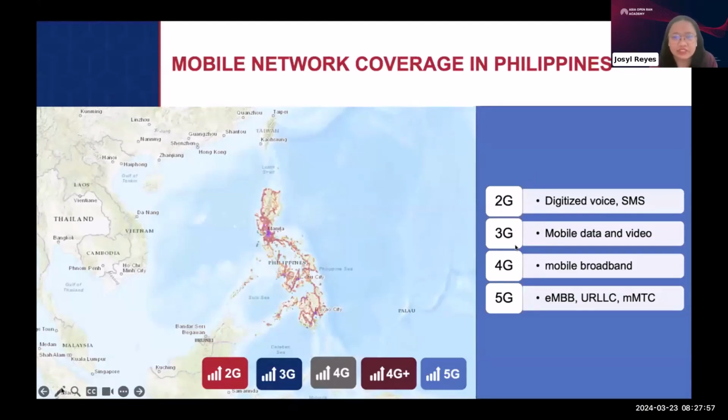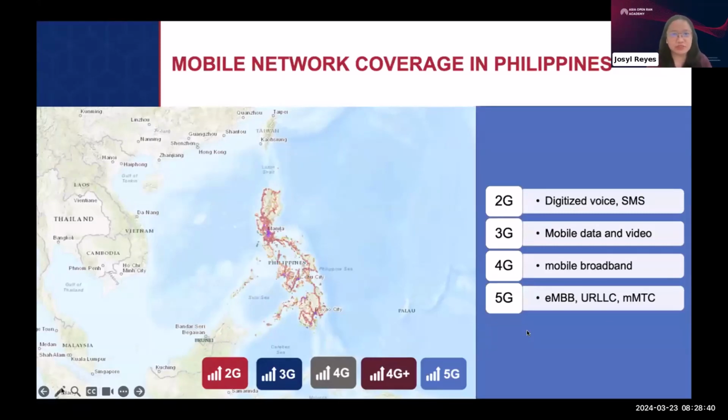Okay, and then later, 3G came, and the focus of 3G was more on mobile data and being able to stream a bit of videos. Not as fast as other generations of technologies. And then 4G came. It focused on mobile broadband, which made joining Zoom a bit better. And then 5G, there are three major technologies under 5G. We have eMBB, enhanced mobile broadband. So it's mobile broadband, but it is enhanced. And then we have ultra-reliable low latency communications, and mMTC, massive machine type communications.